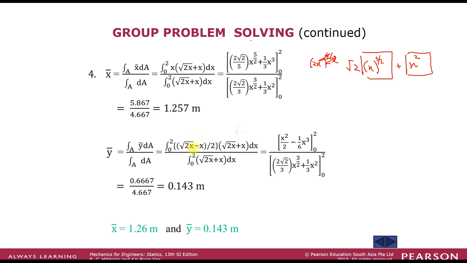And for this dA, when you integrate, you get the same value as above, when we did for x. So here we put the value between the limits of 0 and 2, so then we get 0.667 over 4.667 equals 0.143 meters. So the location of the centroid of the shape is at x equals 1.26 meters and y is equal to 0.0143 meters.